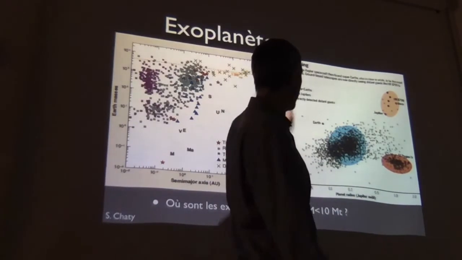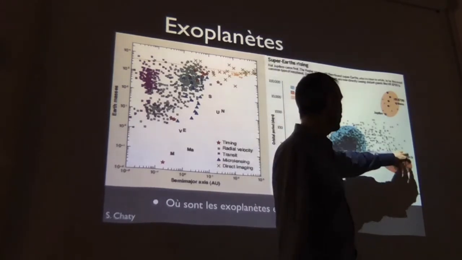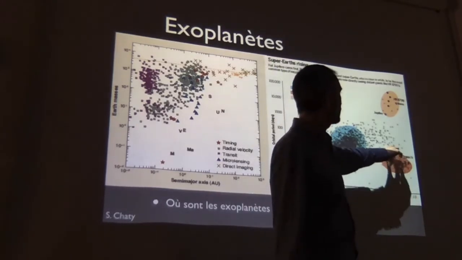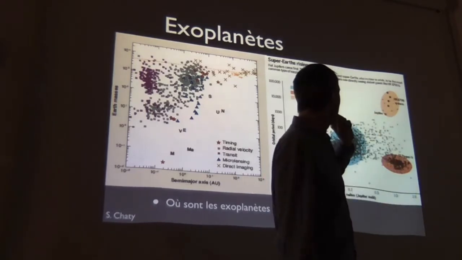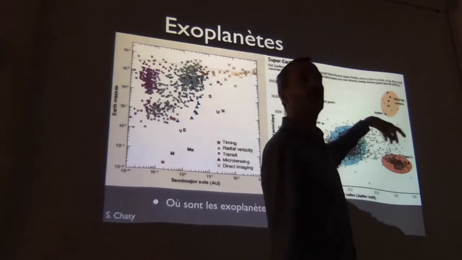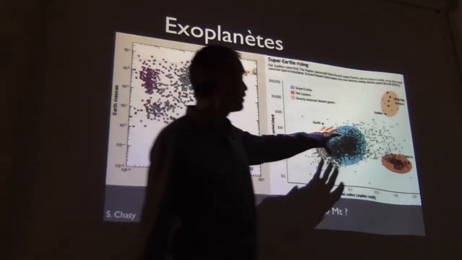Here we have the orbital period with the planet radius. One is Jupiter, so you have the hot Jupiters which are here. The other Jupiters are there, the cold Jupiters, if you want. And here is the super Earth.